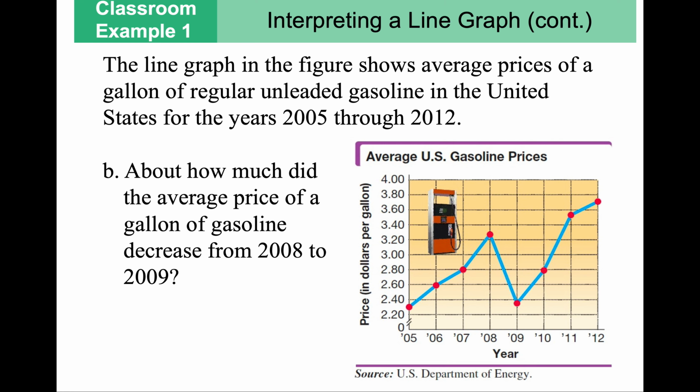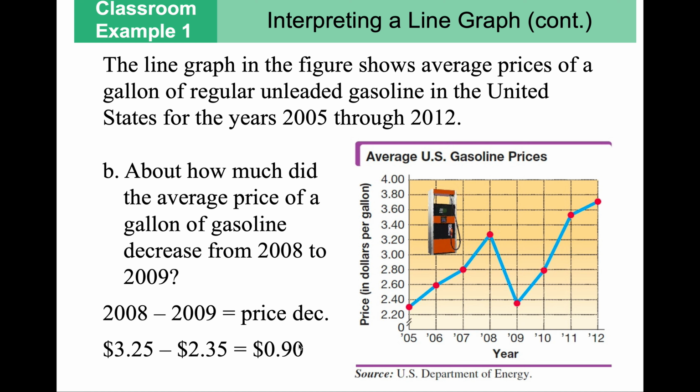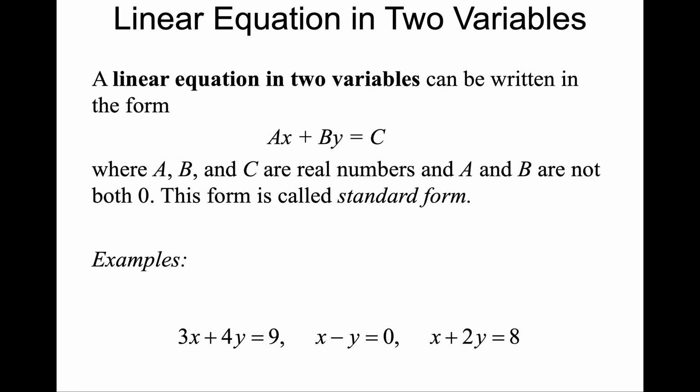or $3.25. If I wanted to look at the average price of gasoline decreasing, I'm going to look at the difference between 2008 and 2009, which when I go roughly on my graph, I can look over and see roughly what it is. And we're just estimating here, and roughly it's 90 cents. So line graphs are going to be very useful when we're looking at data values.